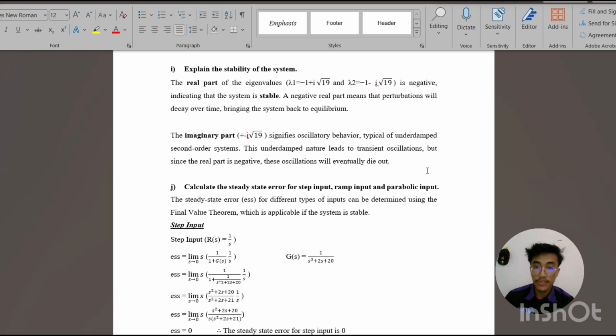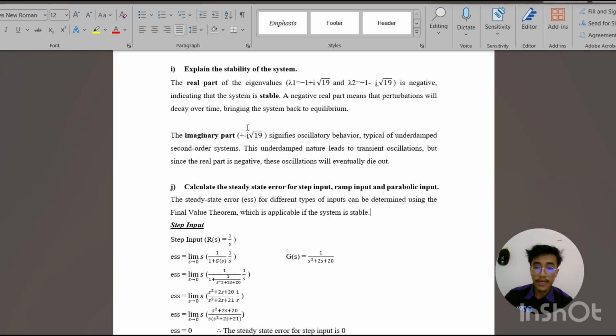Okay, I will continue to explain the stability of the system. The eigenvalues are lambda 1 equal to negative 1 plus i square root of 19, and lambda 2 is equal to negative 1 minus i square root of 19. The real part of this value is negative, indicating that the system is stable. A negative real part means that perturbations will decay over time, bringing the system back to equilibrium.